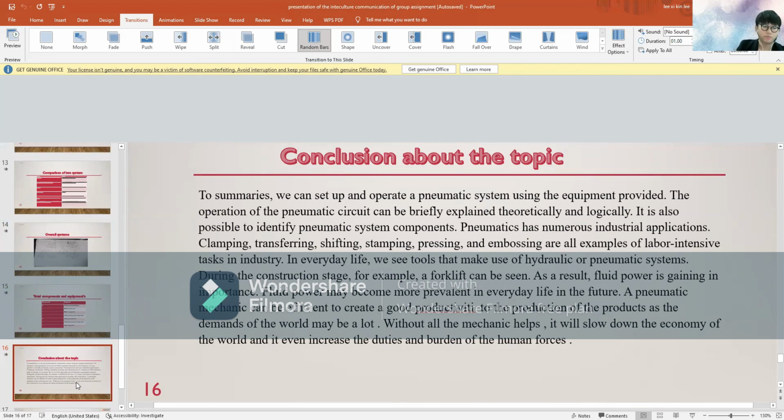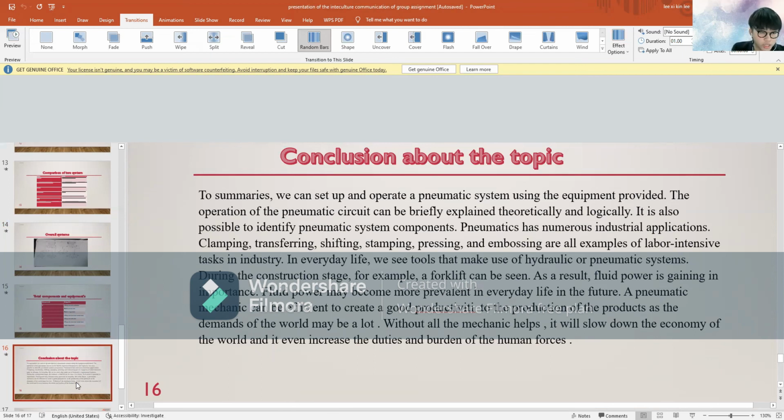So, the conclusion of the topic. To summarize, we can set up and operate a pneumatic system using the equipment provided. The operation of the pneumatic circuit can be briefly explained theoretically and logically, and it is also possible to identify pneumatic system components. Pneumatics has numerous industry applications, such as clamping, transferring, shifting, stamping, pressing, and embossing, which are all examples of labor-intensive tasks in industry. Every day, we see tools that make use of hydraulic or pneumatic systems.